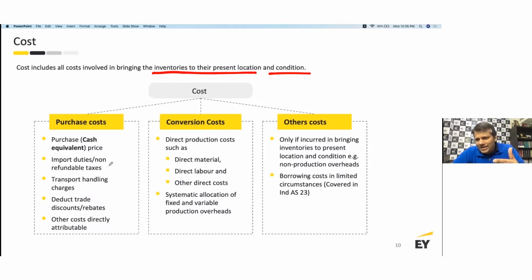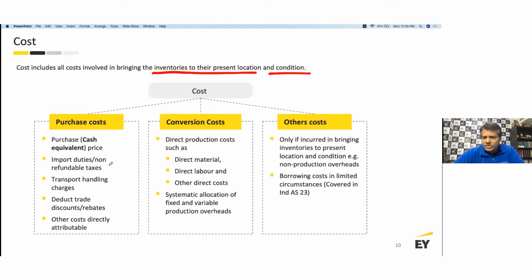If you received any discount, remember in revenue, if you offer a discount, you reduce it from revenue. Similarly, from an inventory perspective, if you have received a discount, you have to reduce it from the cost of inventory. A discount received is not income. It has to be reduced from the cost of the purchase itself. Other costs directly attributable to the purchase, such as toll charges while the goods are in motion, are also purchase cost.